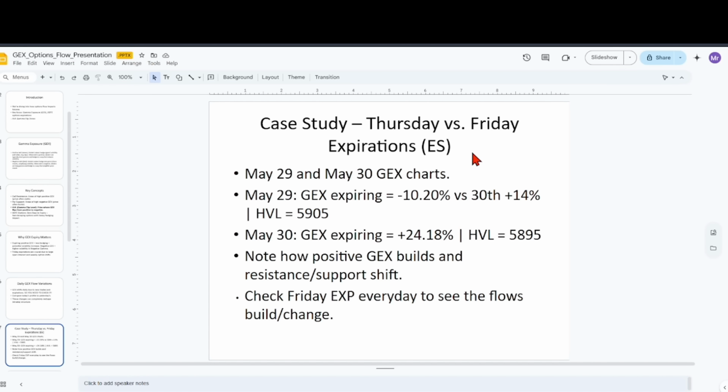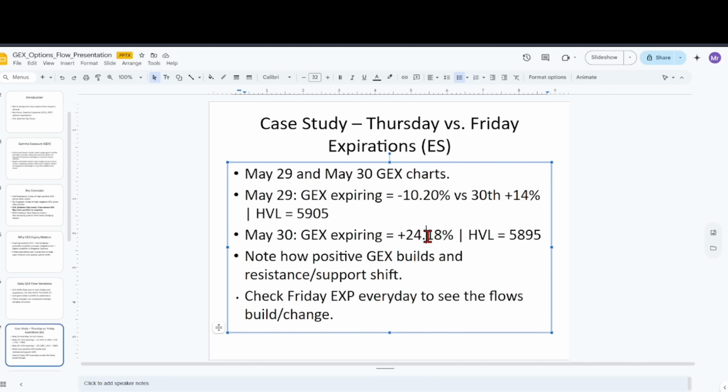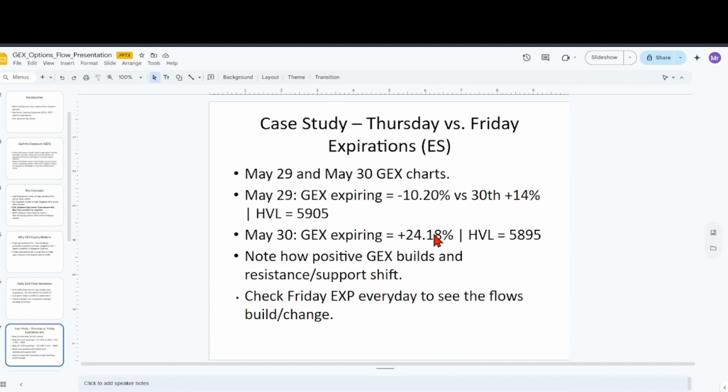You check how this adds and contracts every day. So you show up on the 29th and see there's 10% expiring. Where is the put support? Where is the HVL? And where is the call resistance? That day goes by, and there is 14% to expire on the 30th. When you get to Friday, you see there is now 24% expiring. Just very simple math: there was an extra 10% that has been added to the book of positive GEX.